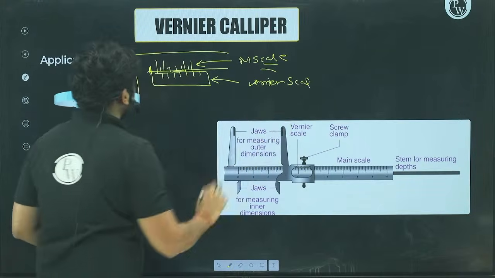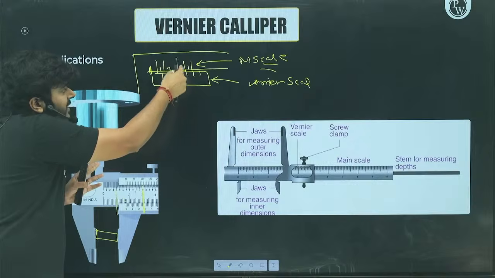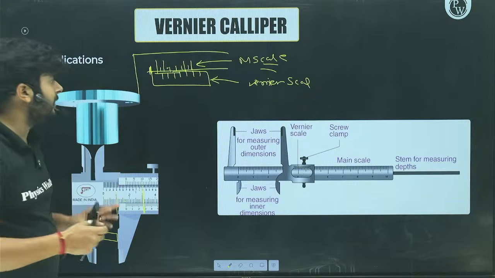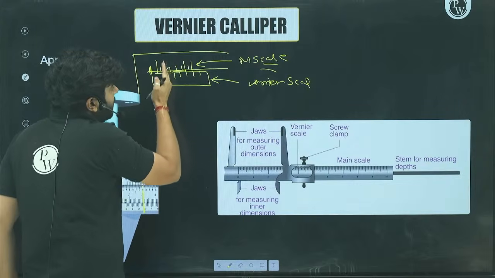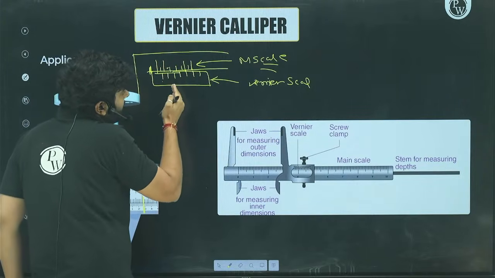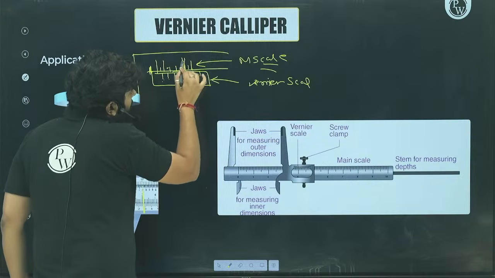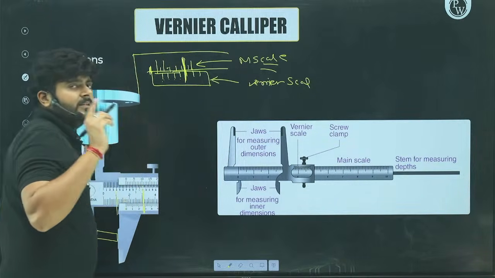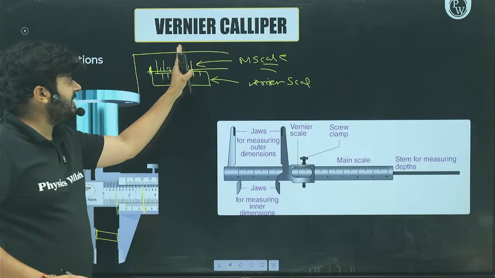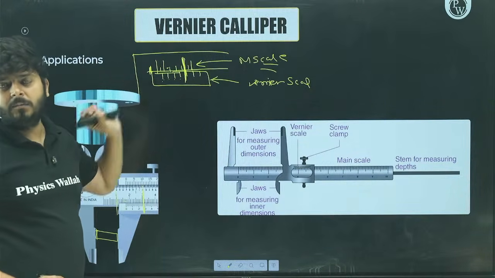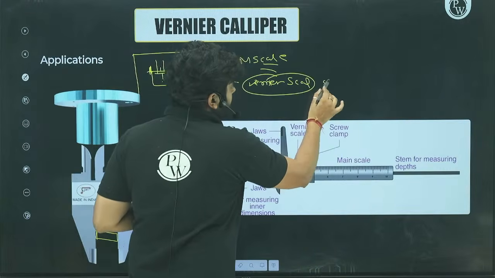So my dear kids, you will start looking at which mark is matching up first with the main scale. I found that the first marking is not aligning with anything, second is not aligning with anything, third is not aligning with anything, but 1, 2, 3, 4, 5, the fifth mark on the vernier scale is aligning with some marking on the main scale. Okay, so the vernier scale reading for me is 5, right?